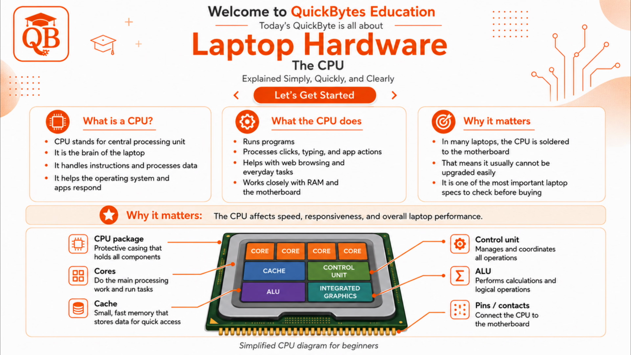First, let's talk about the CPU. CPU stands for Central Processing Unit. You can think of the CPU as the brain of the laptop. It handles instructions, runs programs, processes data, and helps the operating system respond when you click, type, open apps, or browse the web. In many laptops, the CPU is soldered directly onto the motherboard, which means it usually cannot be upgraded like a desktop CPU. So when someone buys a laptop, the CPU is one of the most important specs to check up front.